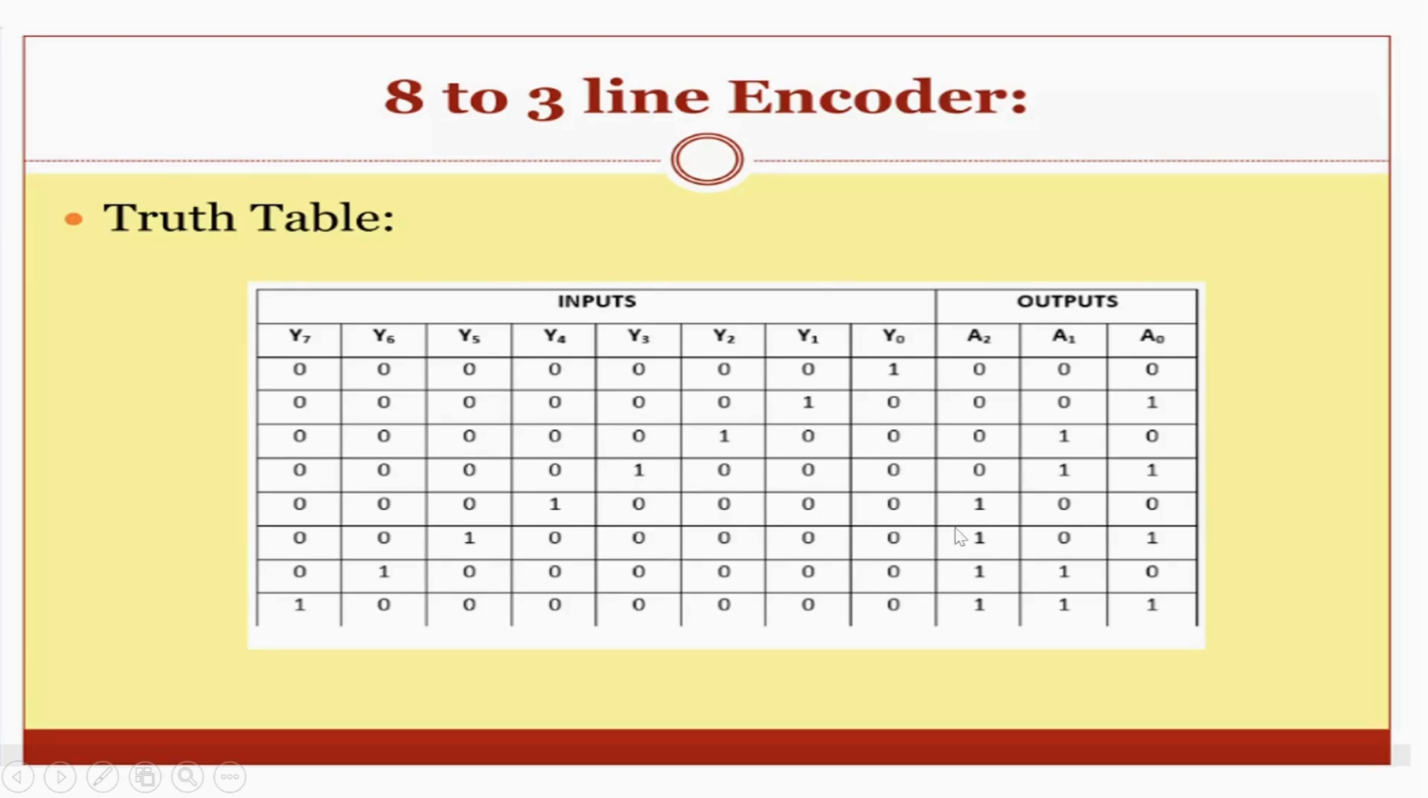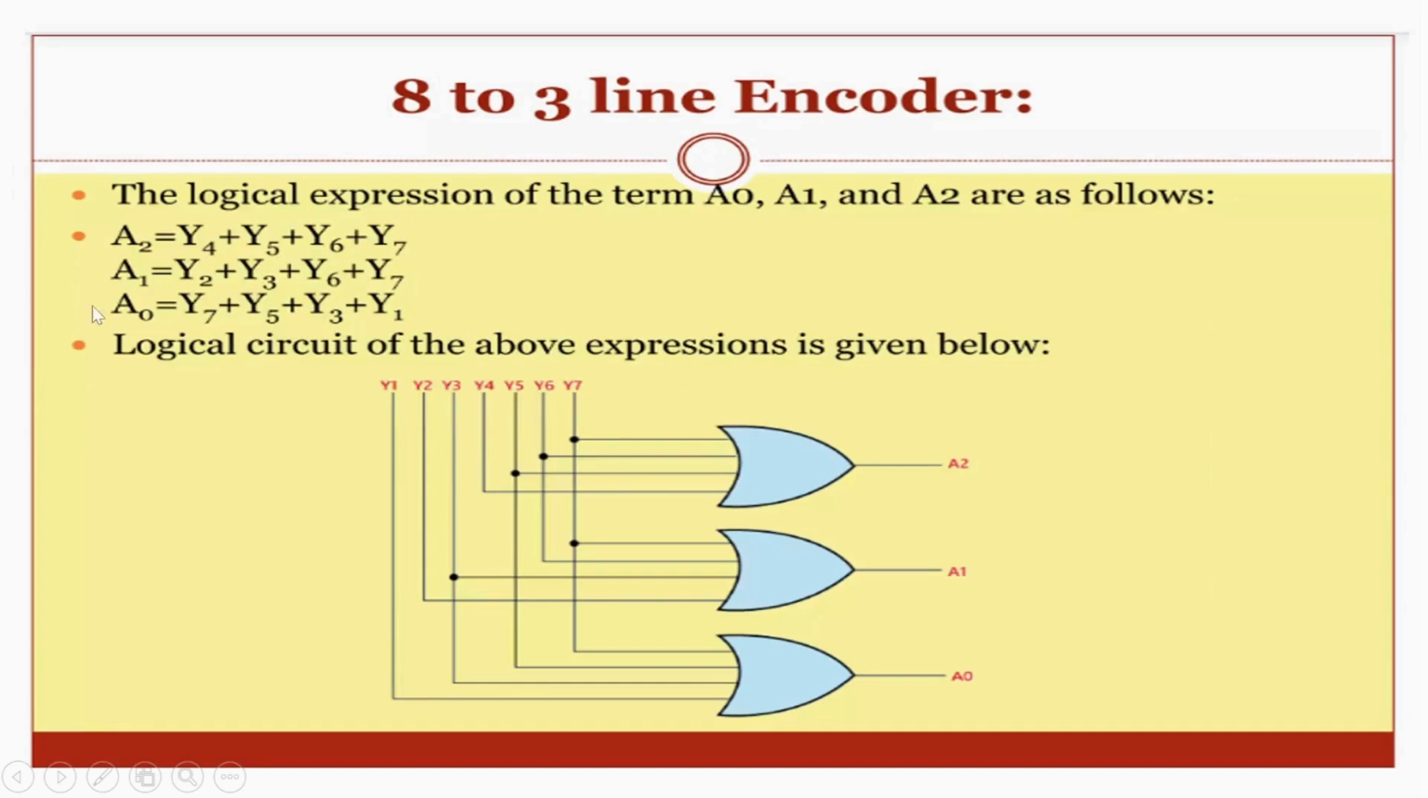That's why we just shorten it, and the logical expression for A0 is y1 plus y3 plus y5 plus y7, and for A1 we got y2 plus y3 plus y6 plus y7, and for A2 we got y4 plus y5 plus y6 plus y7. So then we connected them through an OR gate.